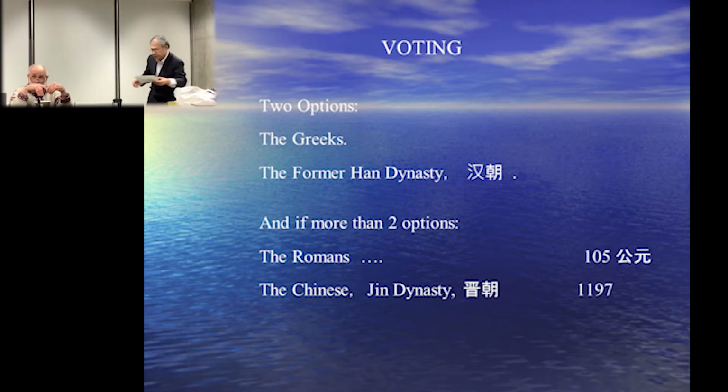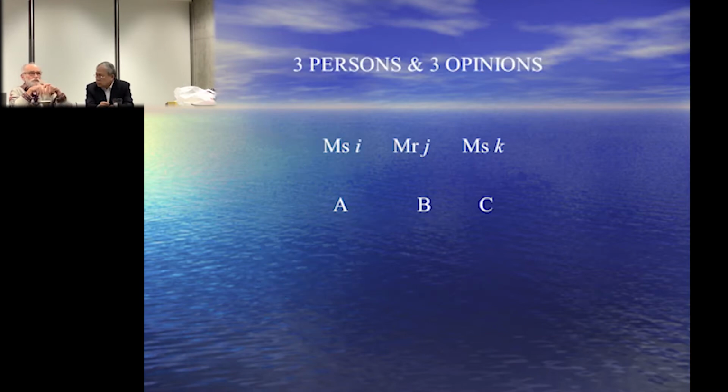Nobody did anything about multi-option voting until the Chinese in 1197. The Chinese are always ahead of everything. And this was in the Jin Dynasty. They didn't use it very often, but it was a 3-option vote. It wasn't just a question of do we fight the Mongolians, yes or no, but they had a third option as well.